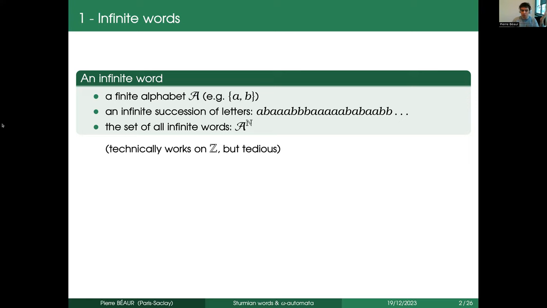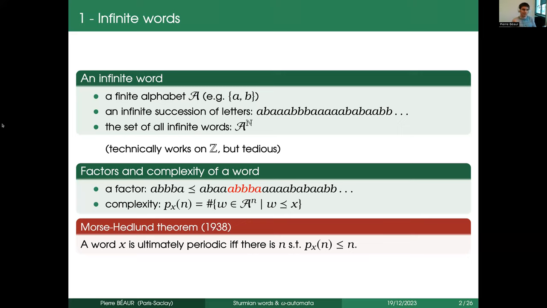I will use the complexity way to introduce Sturmian words, and what it means is that we need the notion of a factor. A factor is a contiguous subword of an infinite word. So here, ABBBA is a subword of the word on the right. And we can define something called the complexity function, p_x of n, that counts the number of distinct factors of length n in an infinite word.